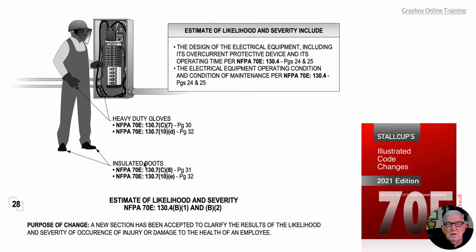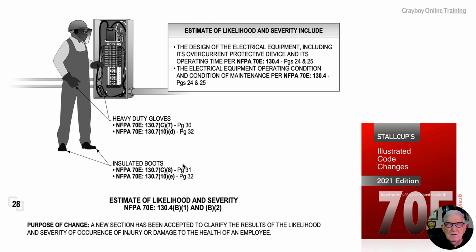Insulated boots, we kind of talked about those and said if you were working on any type of equipment where you had exceeded 4 calories per centimeter squared, then you would need a heavy leather boot, an extra hazard type boot. But if you want to read again upon heavy-duty gloves, here are your section numbers. And for insulated boots, here are your section numbers, and your page numbers are given as well.